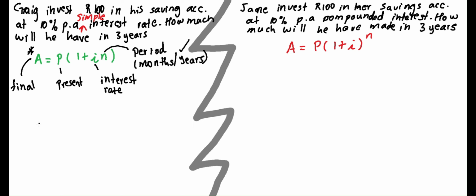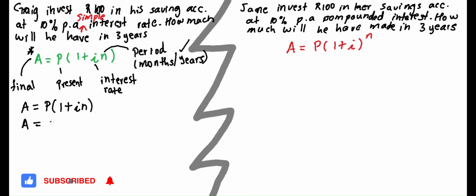Okay, let's solve this question. Since they have told us that Greg is using a simple interest type of investment, we are going to use this formula: A equals P times (1 plus I N). The question is, how much will he have made in 3 years? That means we are looking for A, our final or future amount. The present amount is the money Greg has right now, which is 100 rands, and then our interest is 10%.